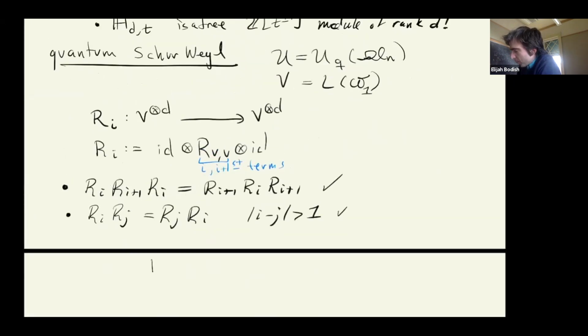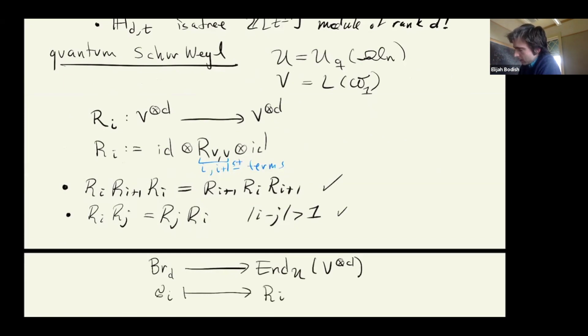And these two checks tell us that, ignoring what we said above about Hecke algebras, we do actually get a map from the braid group to End_U of V tensor D. That's just sending the braid group generator sigma_i to R_i. So I check the relations in the braid group based off of this Artin presentation. And because the braid group is given by generators and relations, that's all I need to do. I get a map from the braid group to this endomorphism algebra.